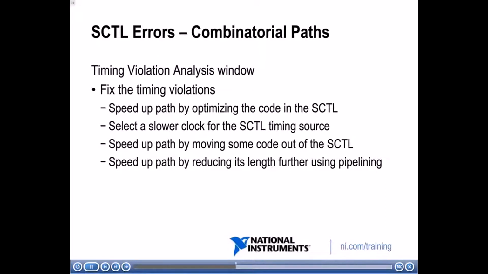Another way you can do this is speed up your path by moving some code out of the single cycle time loop. Maybe some of the slower code, you can remove from your single cycle time loop and put outside of it, and that way you're still able to optimize some of the code that you have in there to execute within a single clock tick. The other thing you can do is speed up your path by reducing its length even further by using a technique called pipelining, which we'll talk about later in this lesson.